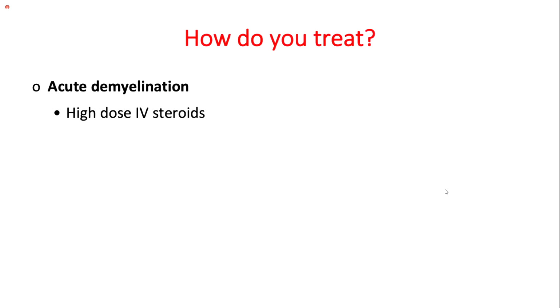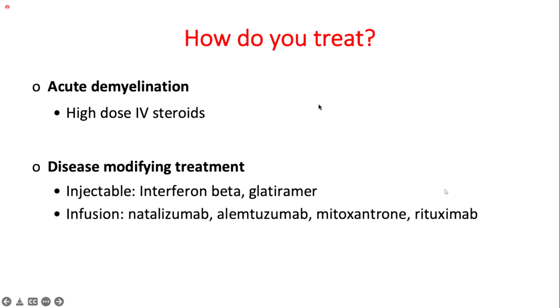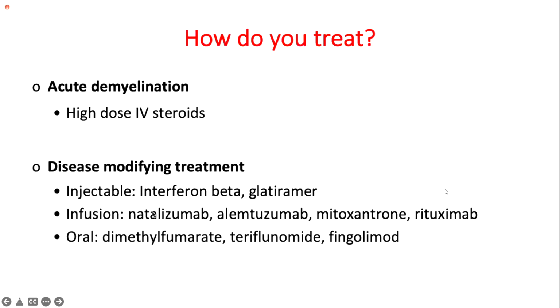I told you it is a progressive disease. Although you do not see relapses, underneath in the central nervous system, there's a progressive axonal degeneration. So we have to prevent the accumulation of neuronal loss. So for that, we use disease-modifying treatment. So what are the disease-modifying treatments that we use? We have injectables, called interferon beta, glatiramer. We have infusions like natalizumab, alemtuzumab, mitoxantrone, rituximab. We have oral ones like dimethyl fumarate, teriflunomide, and fingolimod. Are these medications available in Sri Lanka?